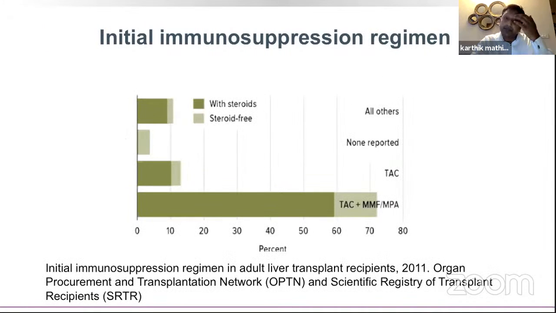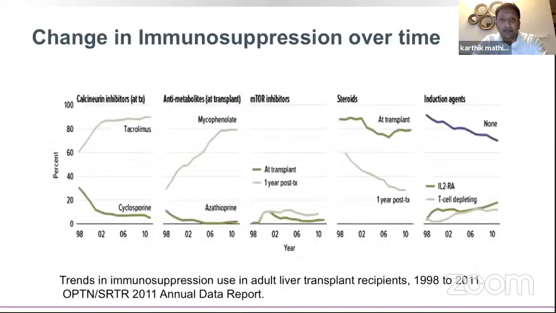So the initial immunosuppressant regimen, there are different ways of looking at it. This is the OPTN data, which was done in 2011. A lot of centers do practice steroid-free immunosuppressant regimens, but you see 60% of them do follow with steroids. And a few of the centers, especially in Germany and other centers, do follow steroid-free protocols.